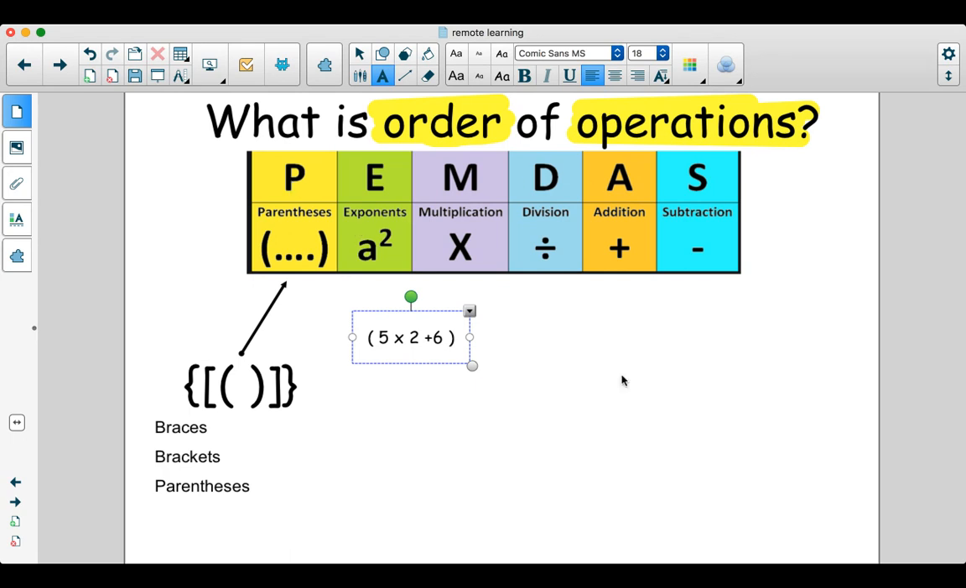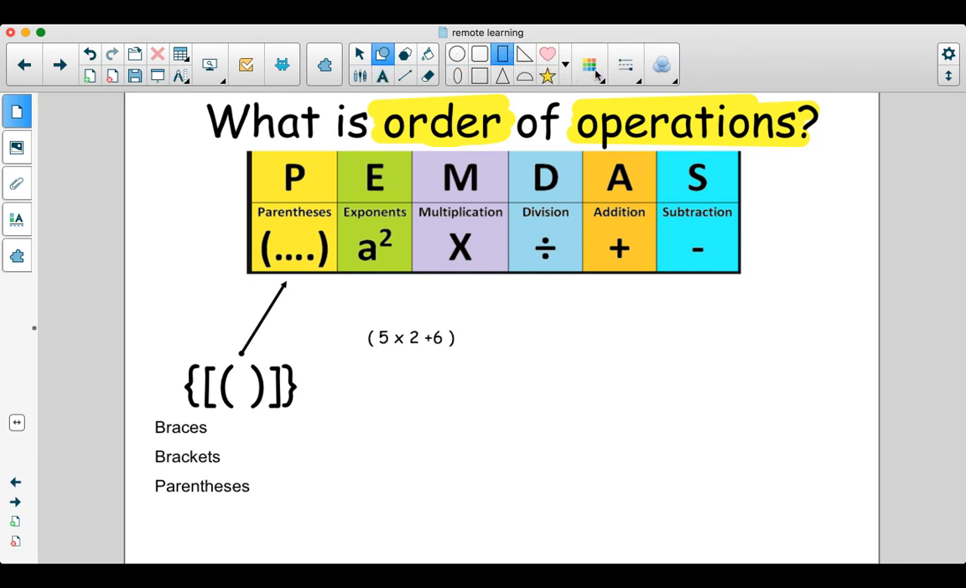When you are solving using PEMDAS, you start with your parentheses always. So what's in your parentheses? Brackets or braces, which we'll touch base on at the end. Then we go to exponents, multiplication and division, and addition and subtraction.